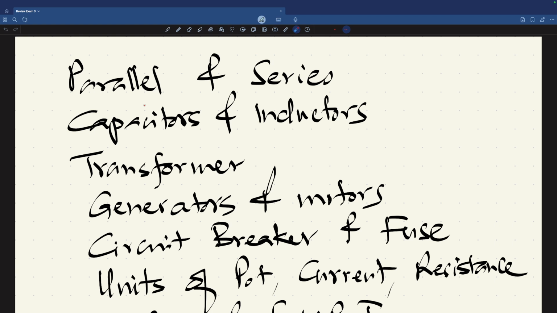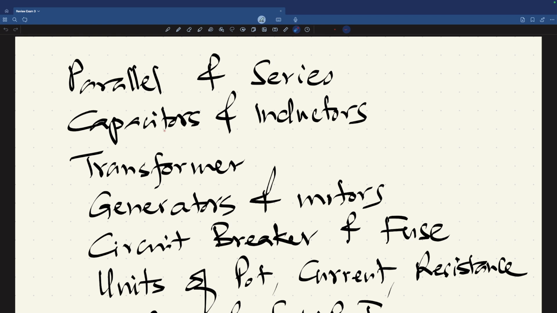You have to know the difference between parallel circuits and series circuits. The important difference is that in a parallel circuit, the voltages are the same, but in a series circuit, the currents are the same.